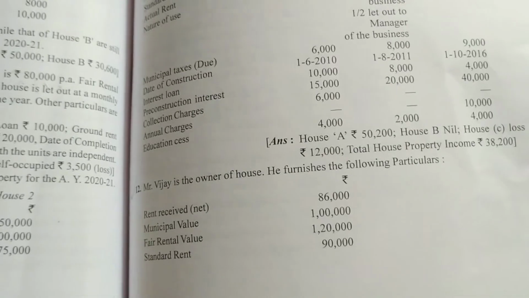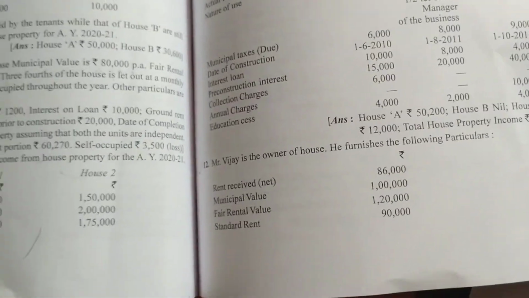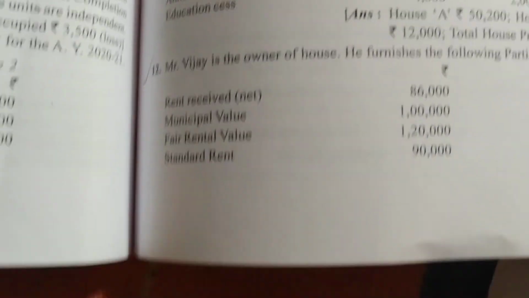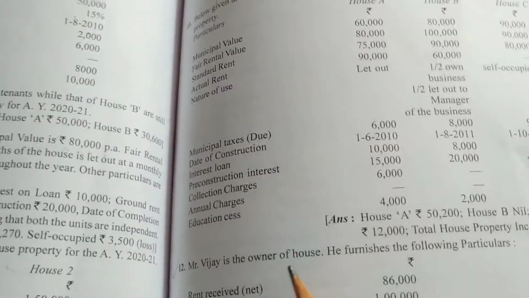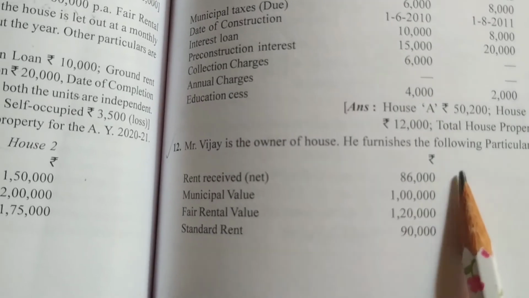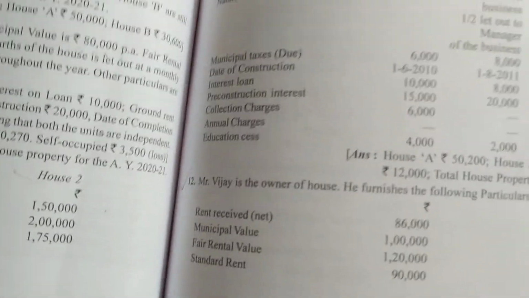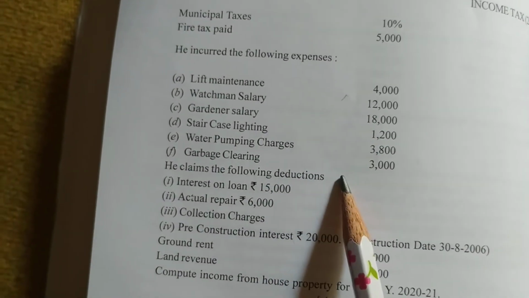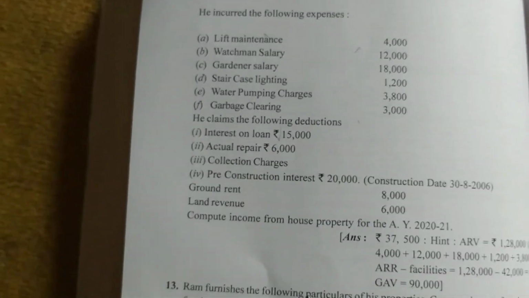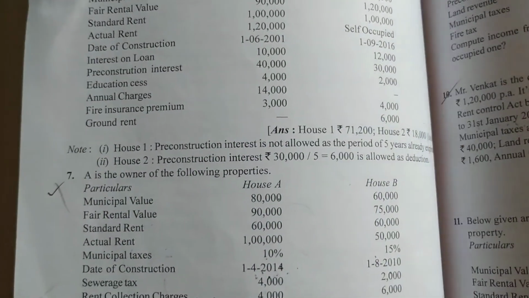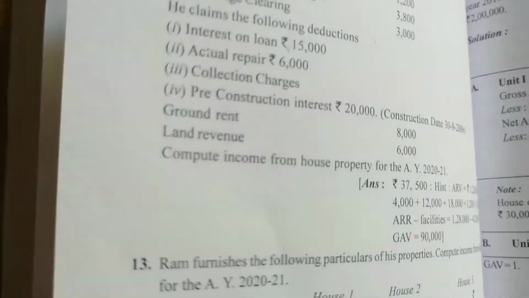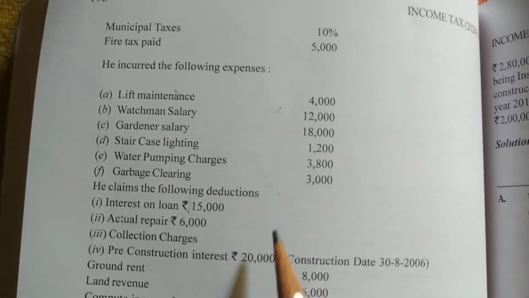This is a totally separate problem. In this problem we have to find out ARV first, the actual rental value. Here rent received net is given. And some expenses are given in the question. He incurred the following expenses. So all these expenses you have to add first. You get ARV, the actual rental value. From the actual rental value, again you have to deduct the deduction expenses. You'll get actual rent received. Okay. I'll explain. This is very easy.